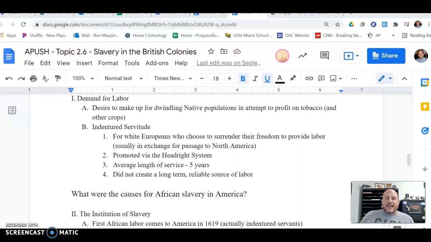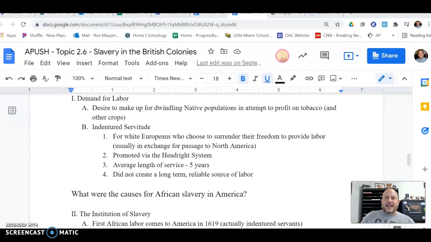So initially, after natives proved to be a not so viable labor source, then you see a movement towards indentured servitude. And we've mentioned this before in class, but keep in mind when we talk about indentured servitude, this is going to be made up of white Europeans. So think primarily British folks that are going to be willing to surrender their freedom in exchange for passage to North America. And this is setting up an actual labor contract. These contracts typically were about 5 years of labor, though it could be as many as 10 or even 15 years of labor, depending on what is involved in the contract.